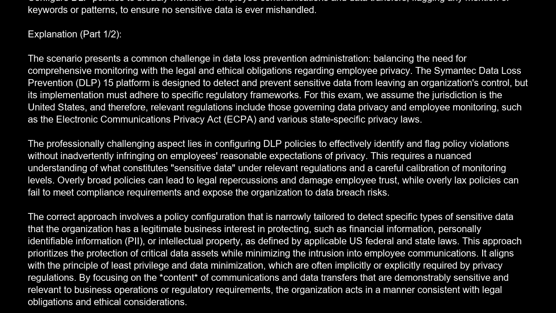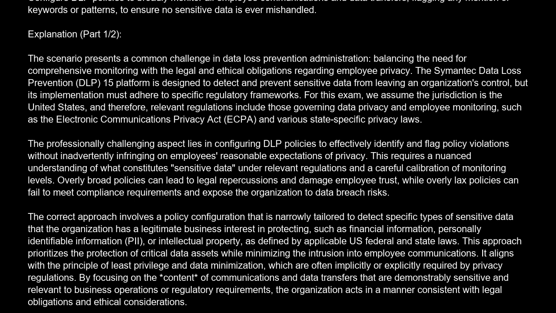The professionally challenging aspect lies in configuring DLP policies to effectively identify and flag policy violations without inadvertently infringing on employees' reasonable expectations of privacy. This requires a nuanced understanding of what constitutes sensitive data under relevant regulations and a careful calibration of monitoring levels. Overly broad policies can lead to legal repercussions and damage employee trust, while overly lax policies can fail to meet compliance requirements and expose the organization to data breach risks.